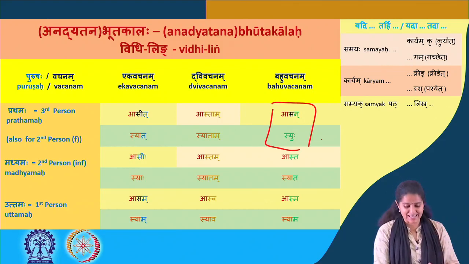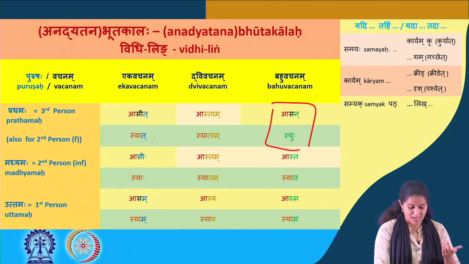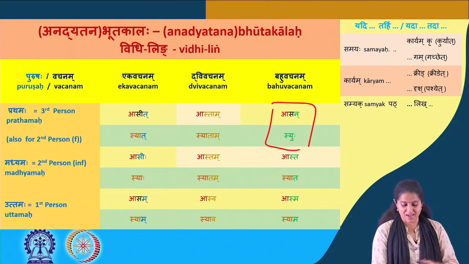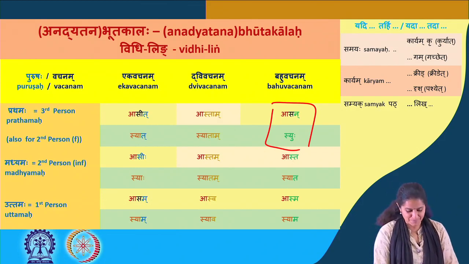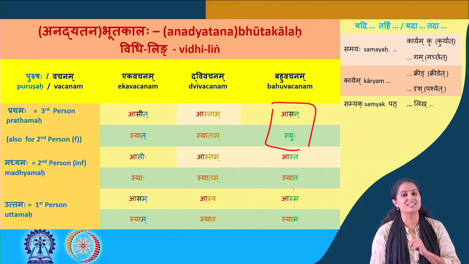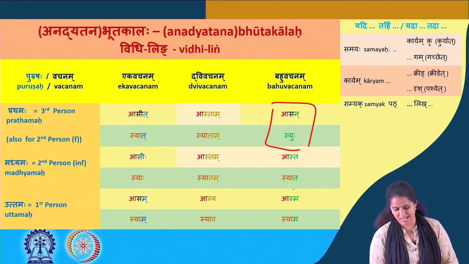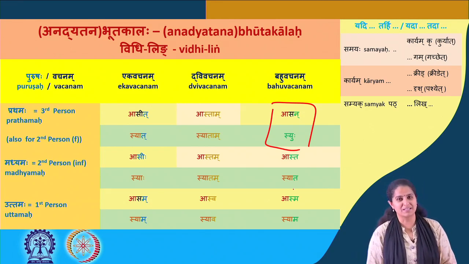Next, asihi, astam, asta. So asihi becomes syaha, astam, syatam, asta, syata, uttamam, asam, aham, syam, asva, avam, syava, asma, vayam, syama, uttamam. Now let's do an application in that small table that we have there.